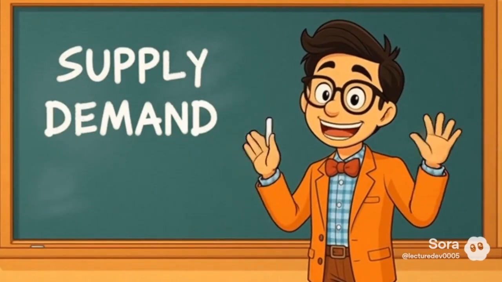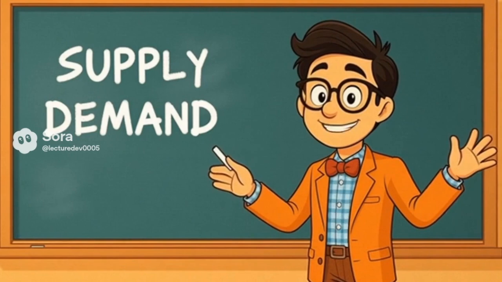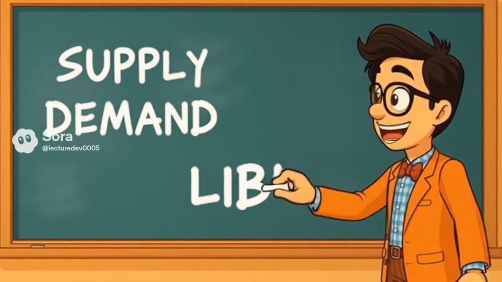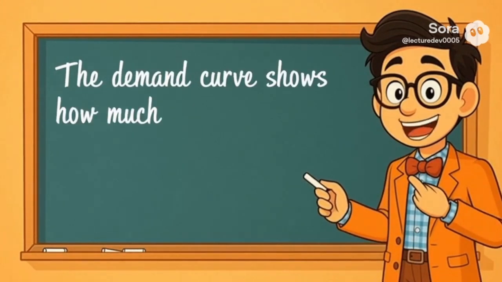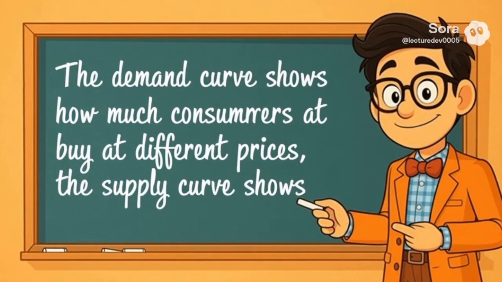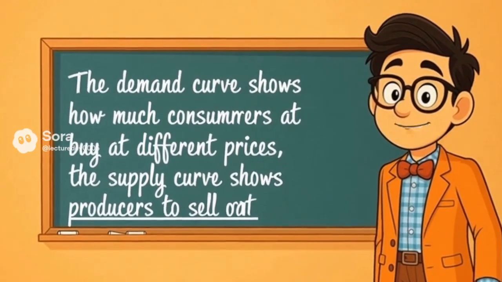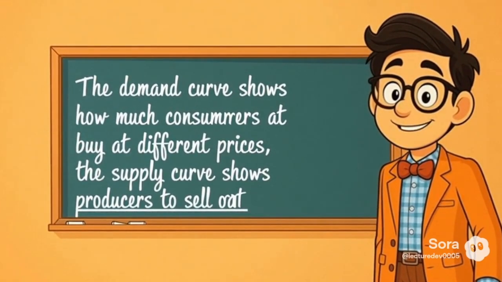Hello everyone! Today we're bringing together two of the most powerful ideas in economics, supply and demand, to explain how markets reach equilibrium. The demand curve shows how much consumers want to buy at different prices, and the supply curve shows how much producers want to sell at different prices.